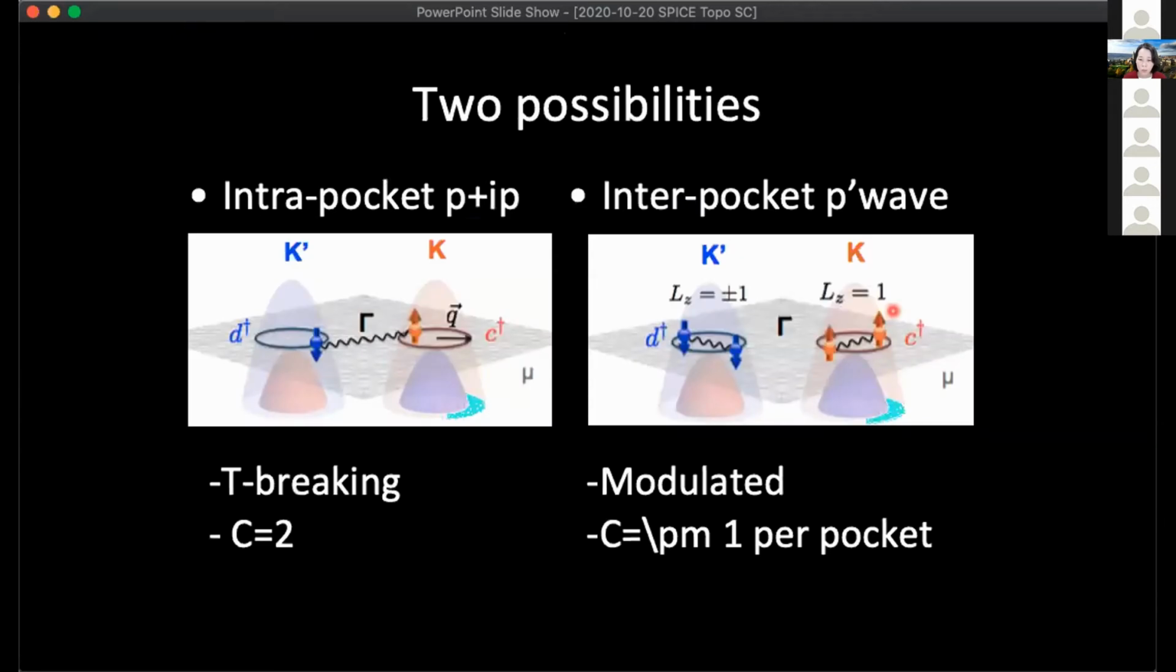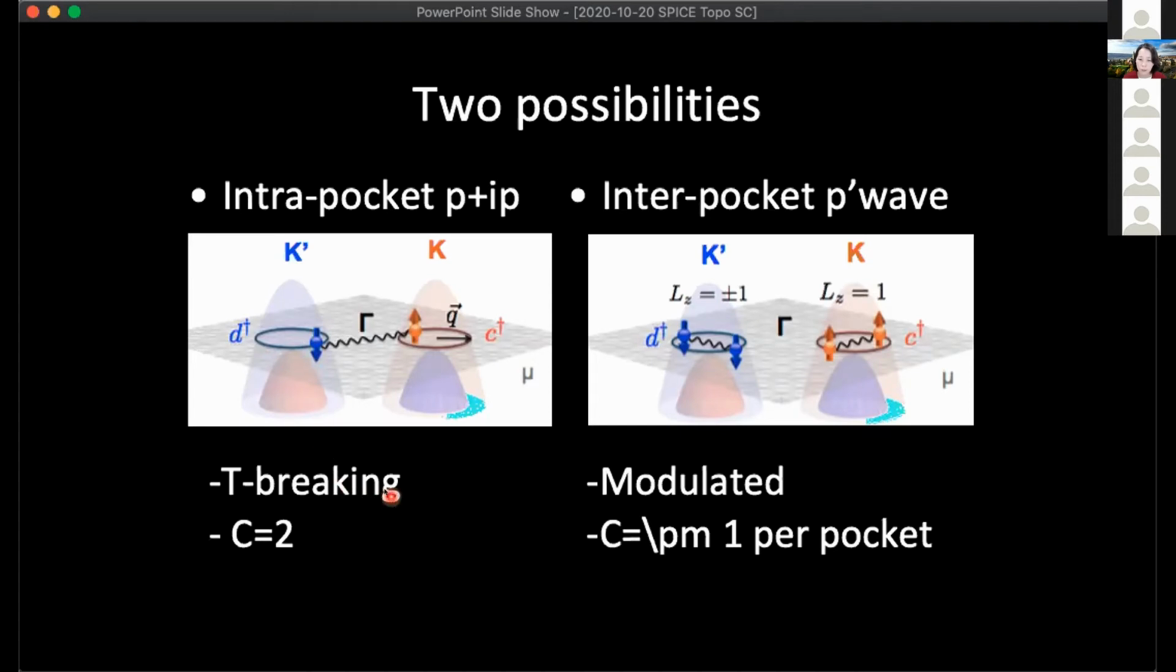Now, there are two P-wave channel possibilities. One is intra-pocket. Actually, the illustration is flipped. Intra-pocket is pairing inside the pocket, so intra-pocket P-wave is this illustration. Pairing inside the pocket means your pair has finite center of mass momentum because they are centered at the valley. So this is going to be a modulated superconductor with a Chern number that can be plus or minus 1 for each pocket. If inter-pocket P wave dominates, one is going to have an overall P wave channel with zero center of mass momentum. So this is going to be a uniform superconductor.